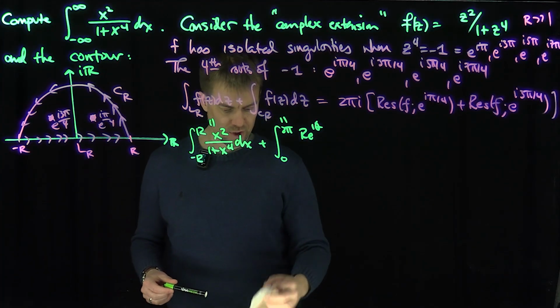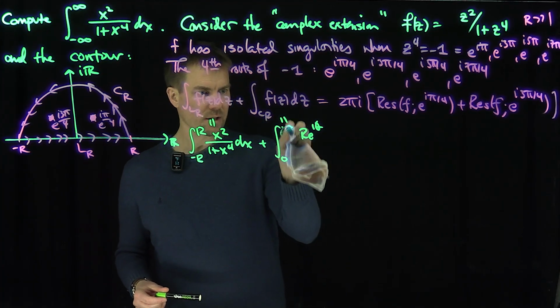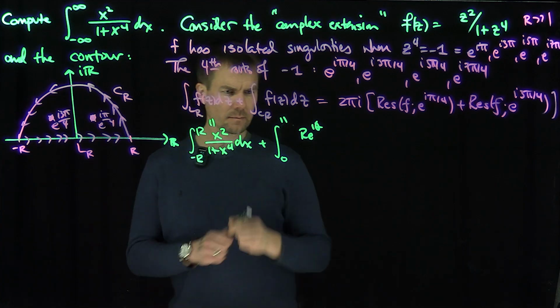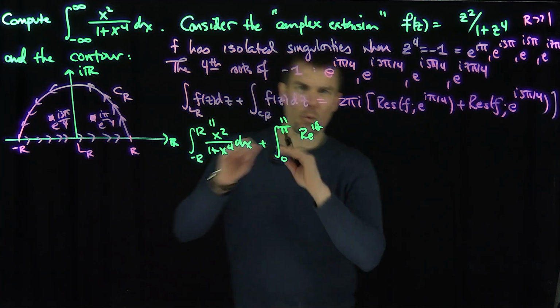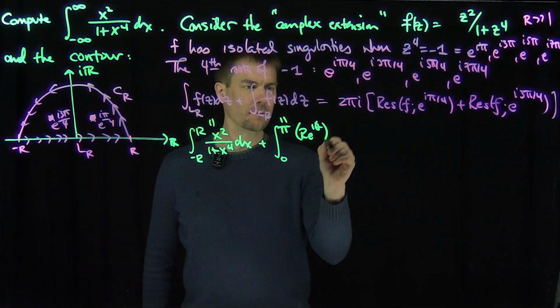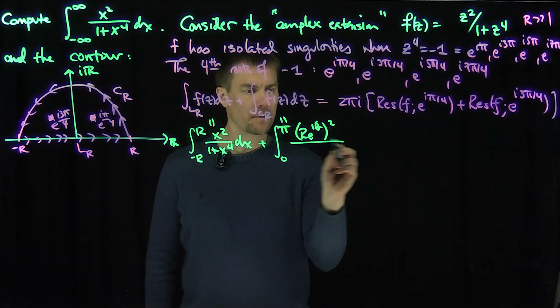It's a semicircle, so we have to change that to a pi, not a 2 pi. So that's going to be a pi over here. It won't matter in our calculation. It's just a force of habit that goes to 2 pi.